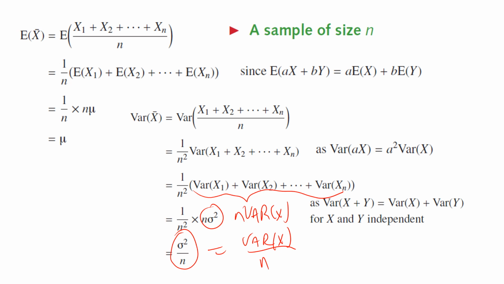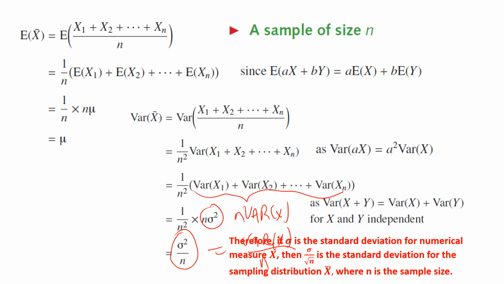All right, so then to work out the standard deviation, you can guess what we need to do. Let's just move across to the standard deviation. Hang on a minute. Therefore, if sigma is the standard deviation for the numerical random variable x, then sigma on the square root of n is the standard deviation for the sampling distribution x bar. Okay, so I'm calling it the sampling distribution. They've called it the sample mean. So maybe I should stick with the notation equivalent to the book.